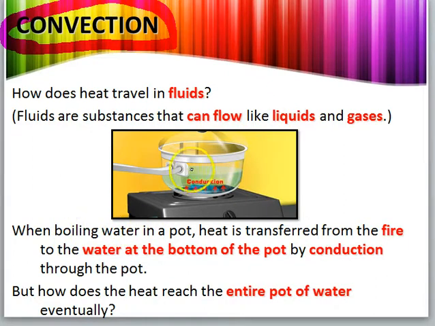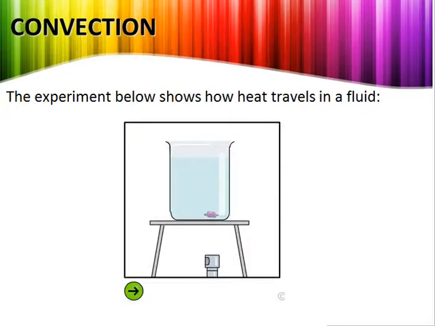So now let's look at an example. We talk about boiling water in a pot. Heat is transferred from the fire to the pot via conduction, and then the pot will conduct the heat to the water. So you can see here from the fire to the pot to the water is conduction. But how does the whole pot of water get heated up? It's actually by convection. So how does it work?